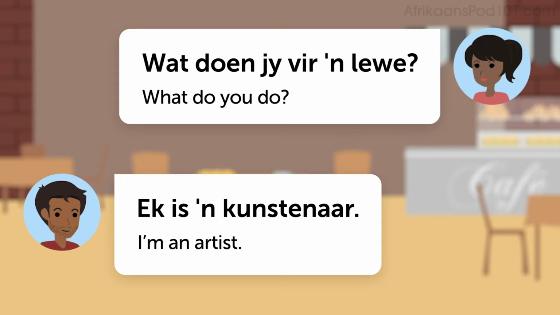First of all, you need to learn how to say, what do you do? That's: Wat doen jy vir 'n lewe? Listen to it again. Wat doen jy vir 'n lewe? This Afrikaans sentence literally translates into, what do you do for a living? But it means, what do you do in English?